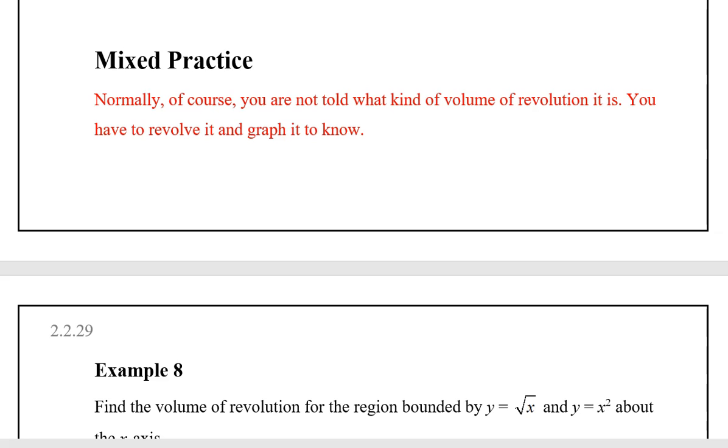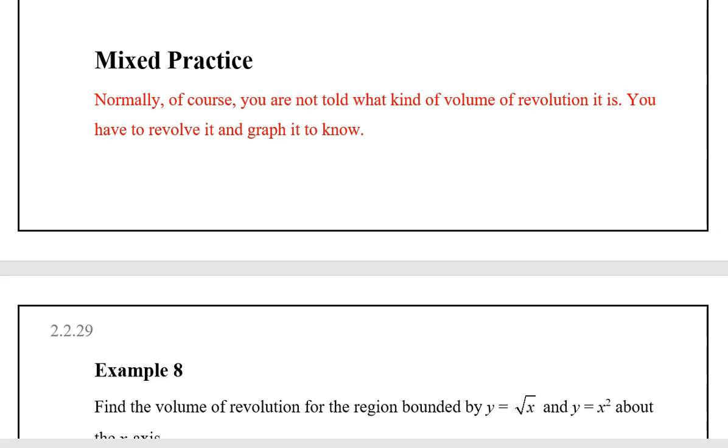This is the third video in a three-part video series over the topic of volumes of solids and volumes of revolution by disks and washers. This is an optional video for my students to watch. In this video, we're going to look at a couple of problems without being told what kind of volume of revolution it is.